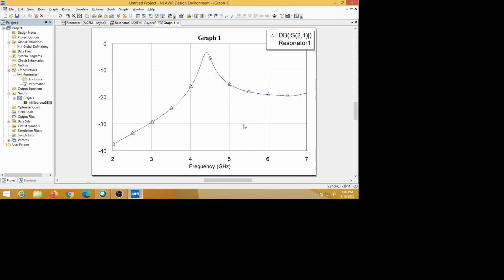We designed it for 5 gigahertz, but you can see at approximately what frequency it is resonating. The peak came here. We designed it for 5 gigahertz, but we are getting it at a little lower frequency. As I said, the design equations we used are approximate equations. They may not give exactly the frequency we designed for, but they will be closer to what we are expecting. That's why it is coming like this.